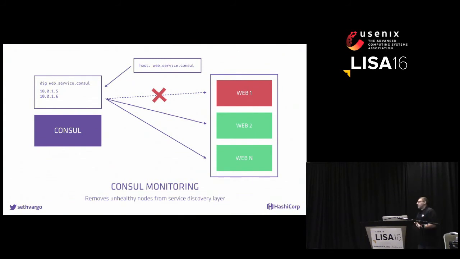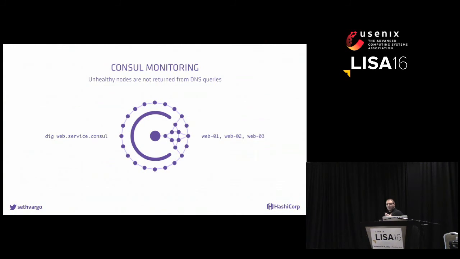Okay, and again, traffic is not routed to the unhealthy host. So unhealthy hosts are not returned from DNS queries or the HTTP API queries. So the same as if you hit the catalog, if you hit dig, hit the catalog, they're both going to not return those results.